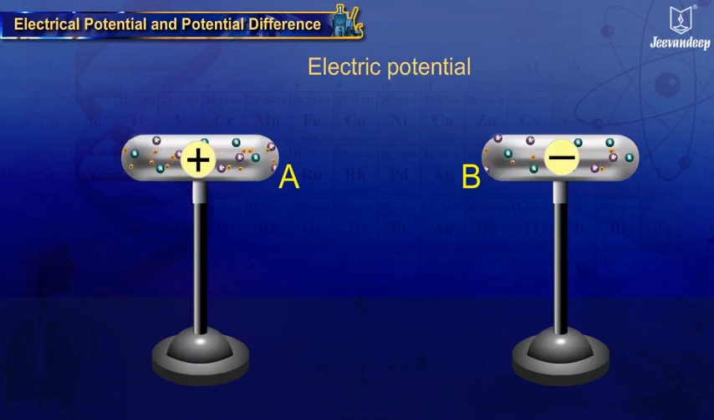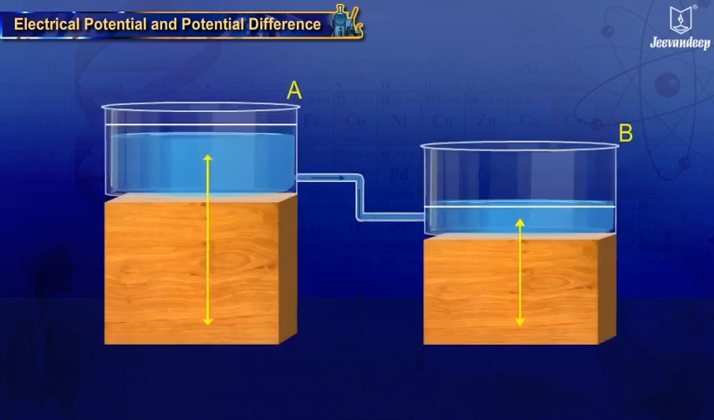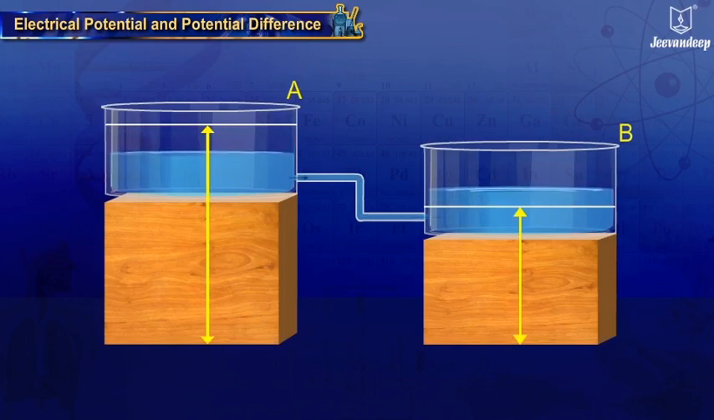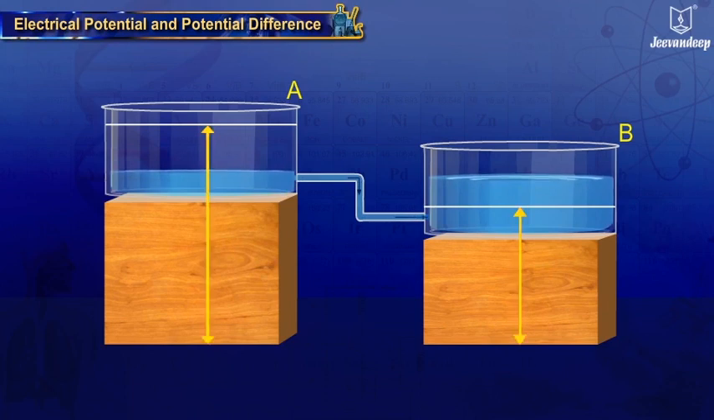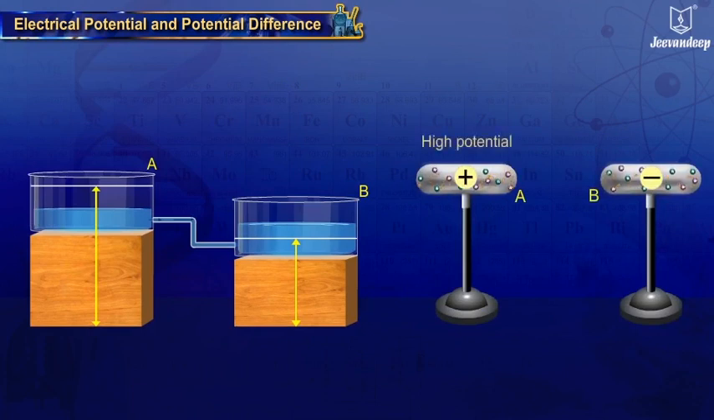Electric potential is the electric or charge level at a particular point. In the given figure, there are two conductors, A at higher potential denoted by positive sign and B at lower potential denoted by negative sign. Just as water flows from a higher level to a lower level due to height difference, in the same way, charge flows from higher potential level to lower potential level. That is potential difference.